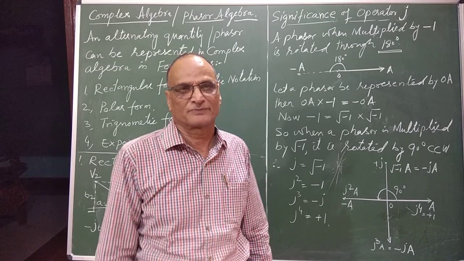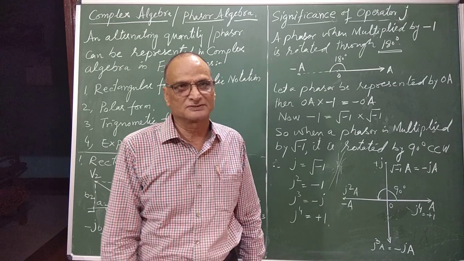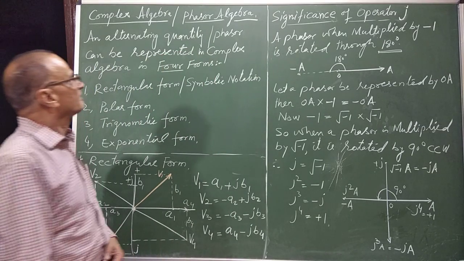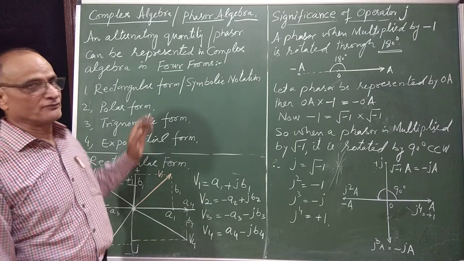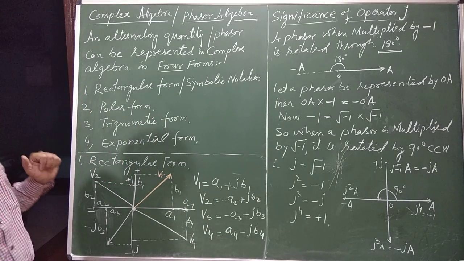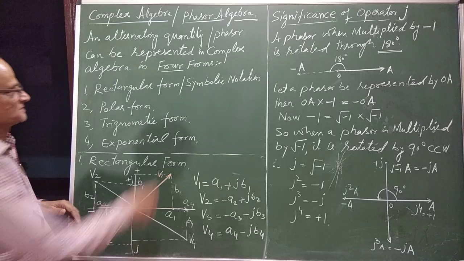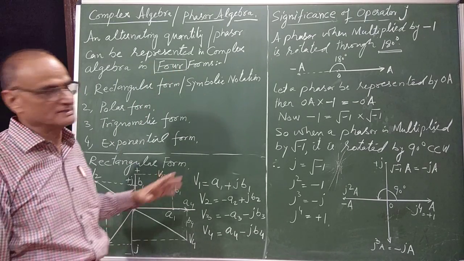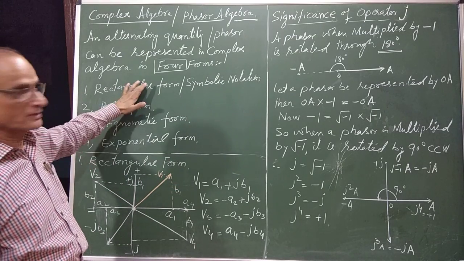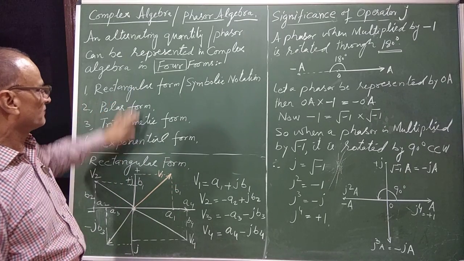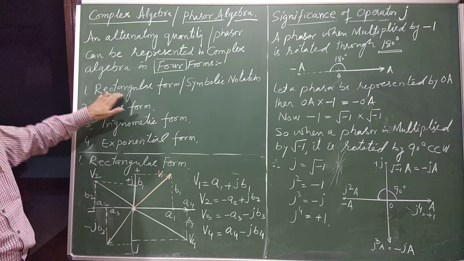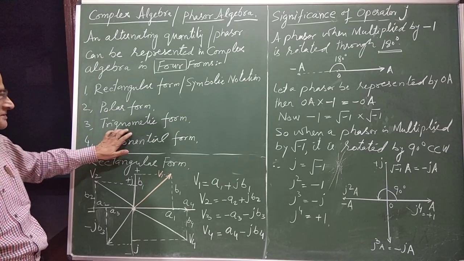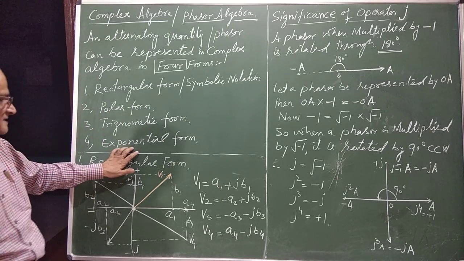Well, students, our today's topic is complex algebra and its applications in electrical circuits. An alternating quantity or phasor can be represented in complex algebra in four forms. That means we can represent an alternating quantity or a phasor by four methods or four forms. First form is rectangular form, second form is polar form, third is trigonometric form, and fourth is exponential form.